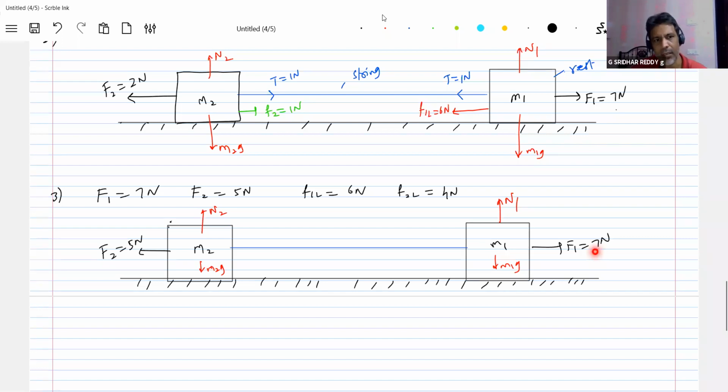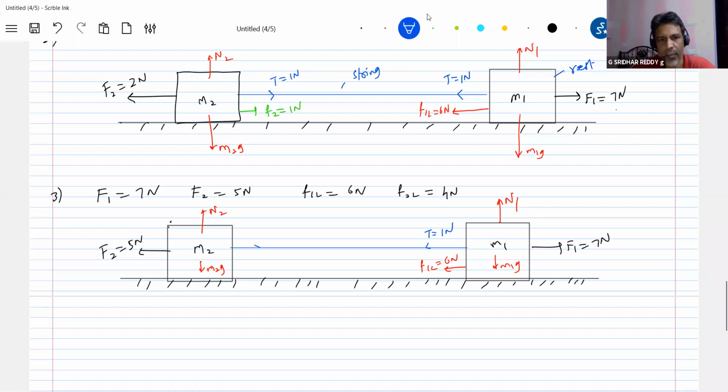7 Newton, 5 Newton. So the resultant force, how much will it be? Only 2 Newton towards one side. That 2 Newton, can it overcome 8 Newton? Not possible. So what do you expect the block to do? The block will stay attached. This is the simple way of analyzing this. So here the friction acting will be F1L. How much is it? 6 Newton. Then the tension will be 1 Newton.